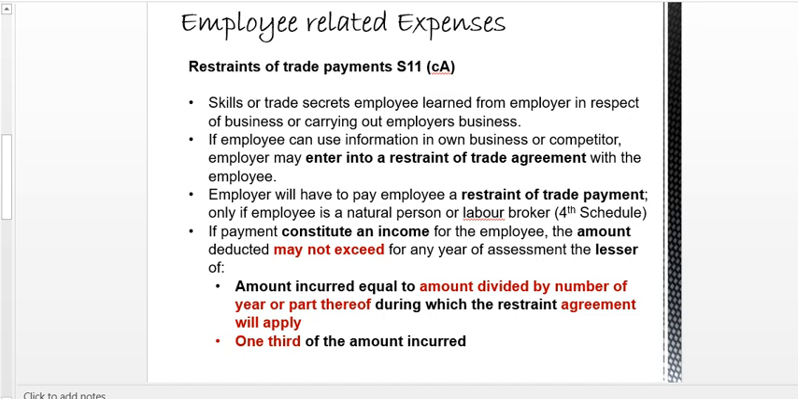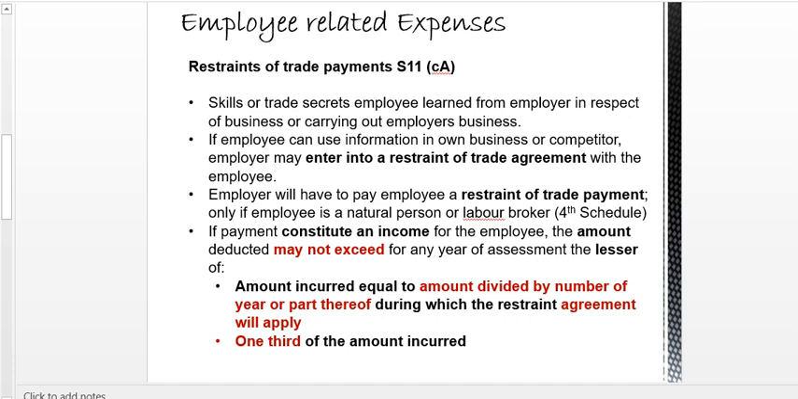So if the employer pays the employee a restraint of trade payment, then that is the amount that is allowed to be deducted. So if the payment constitutes an income for the employee, the amount deducted may not exceed, for any year of assessment, the lesser of, firstly, the amount incurred divided by the number of years or part thereof during which the restraint agreement will apply, or 1/3 of the amount incurred.